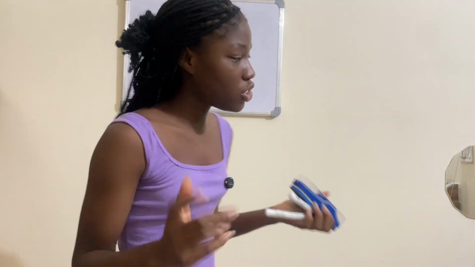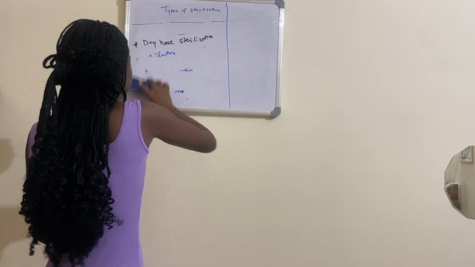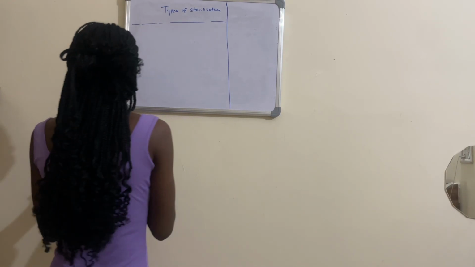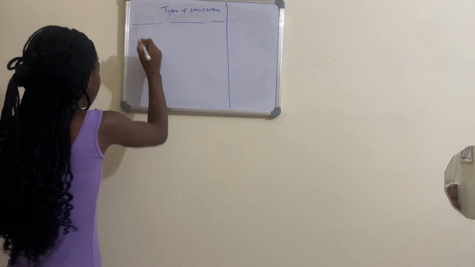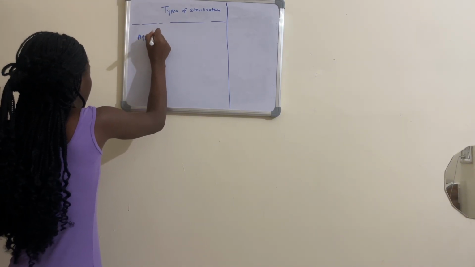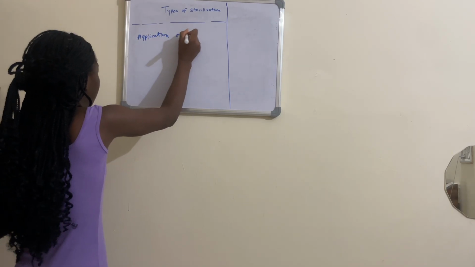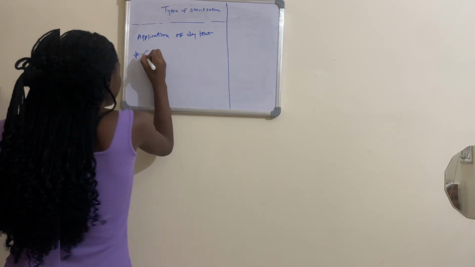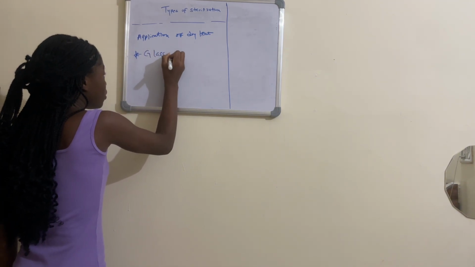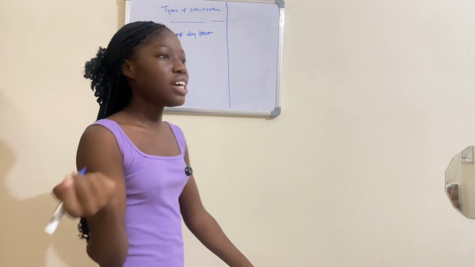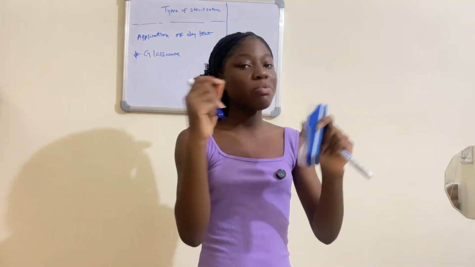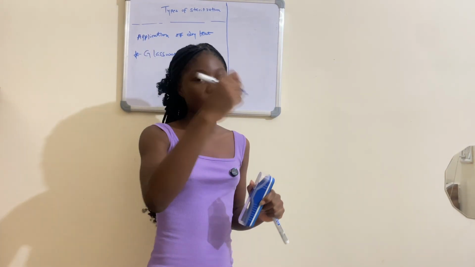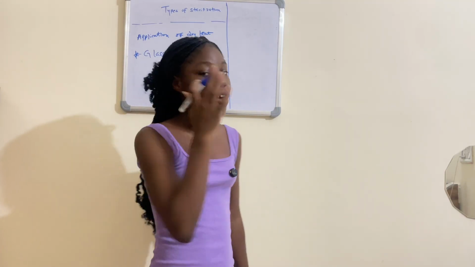So now let's talk about the application of dry heat sterilization. It can be used to sterilize glassware. Do you know what we mean by glassware? Glassware are equipment that we use in the laboratory, like your beaker, your cylinder, all of those things that you use to perform your laboratory work. They are called glassware, made of glass, right?